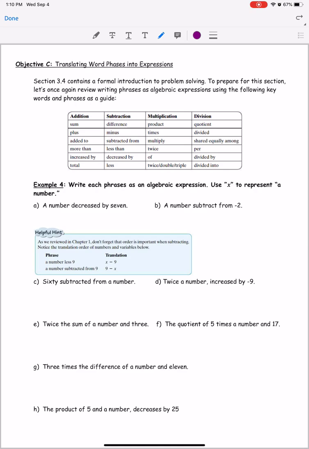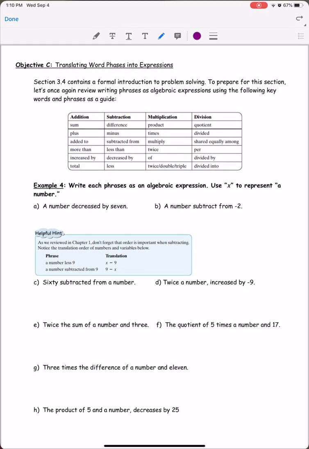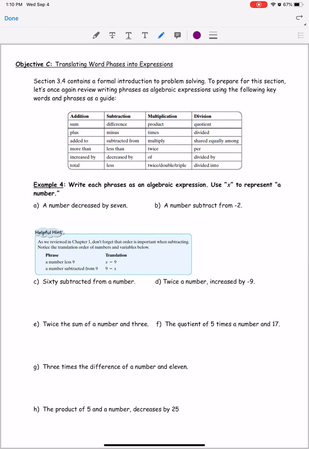So example 4, you need to write each phrase in an algebraic expression, using x to represent a number. These two here are the biggest differences that we've got to know. A number decreased by 7, a number is x. Decreased means minus, and then 7. Notice this is in order, right? A number decreased by 7. I'm not switching the order. In fact, it has to stay in that order.